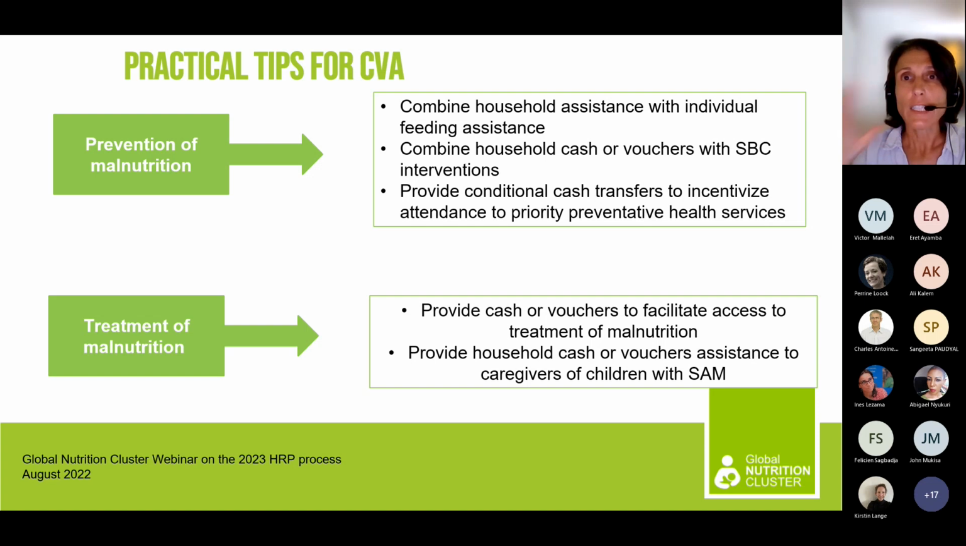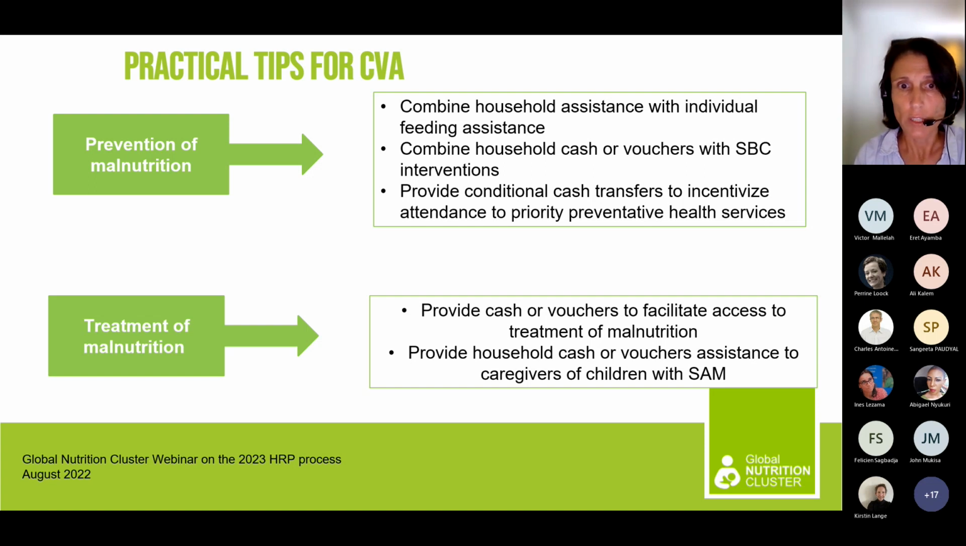It's a bit like any intervention activities that you do directly within the community, basically it's an opportunity. And it's an opportunity, like when you do cash and voucher, you have people coming, gathering. Why not? You can do cooking demonstrations, you can do SBC interventions, you can sensitize them on any other key nutrition messages that you think are important within this community.